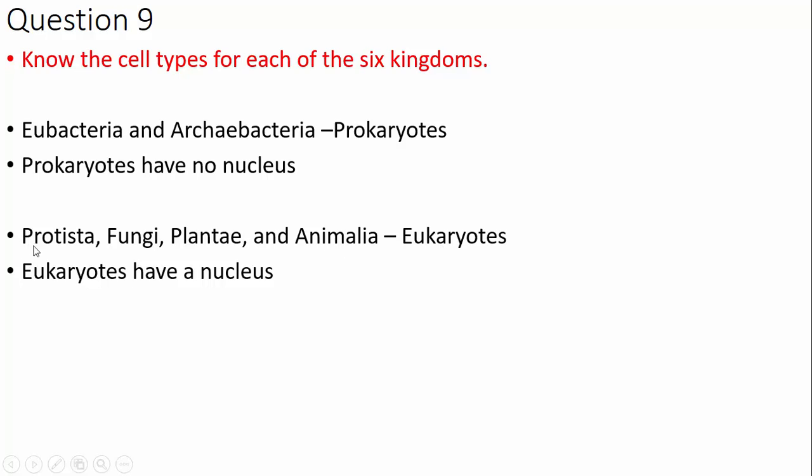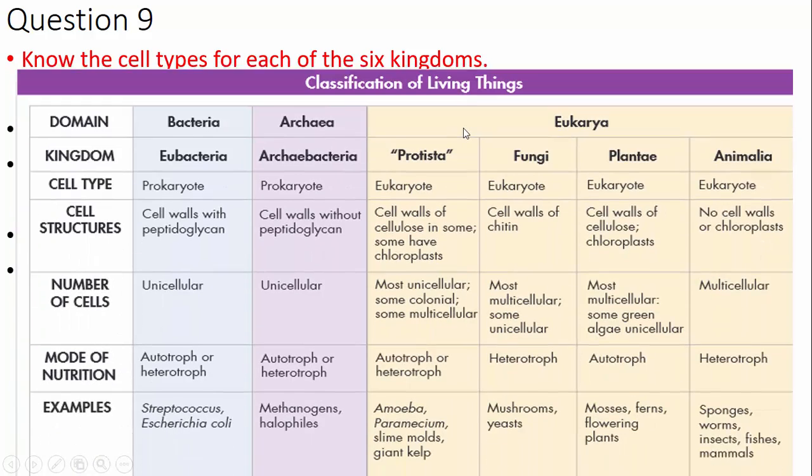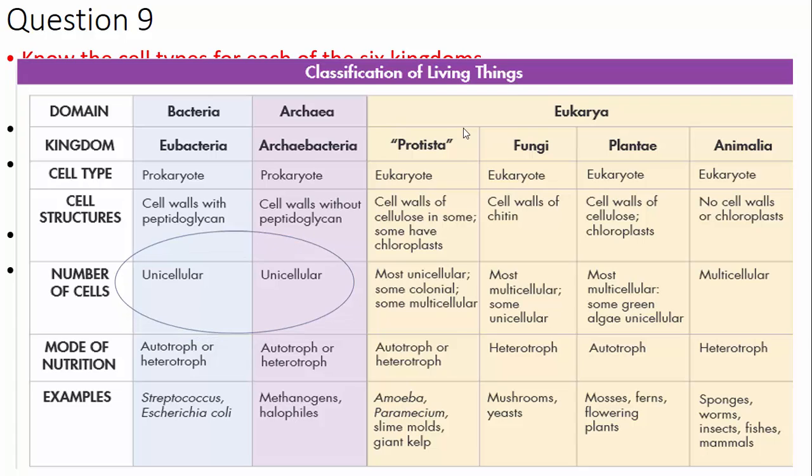Don't let this pro in protista throw you off thinking it's prokaryotic. You need to spend time with this, familiarizing yourself with the fact that protista are eukaryotes and that eubacteria and archaebacteria are prokaryotes. We can see that right here.